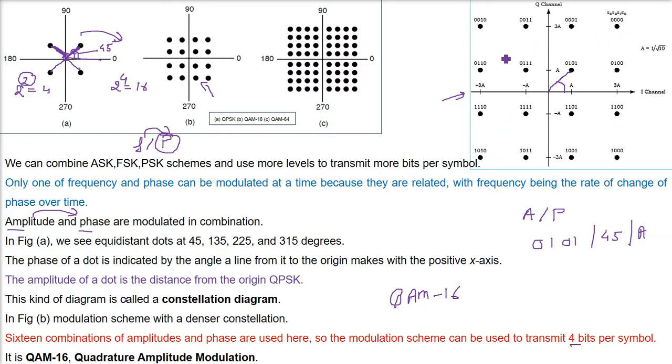Now we want to send, say, 0010. What will be the angle? What will be the phase? The phase will be, now let me just join it, from positive x-axis it is 135 degree. So it will be 135 degree, and amplitude can be, you can take the distance, say 3, taking an example. So these are the combinations. For every 4-bit combination, there will be a proper pair of phase and amplitude. This is called QAM16.